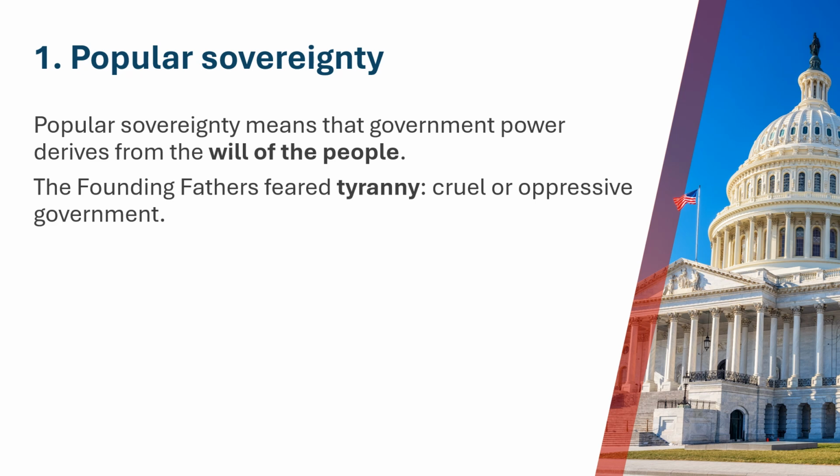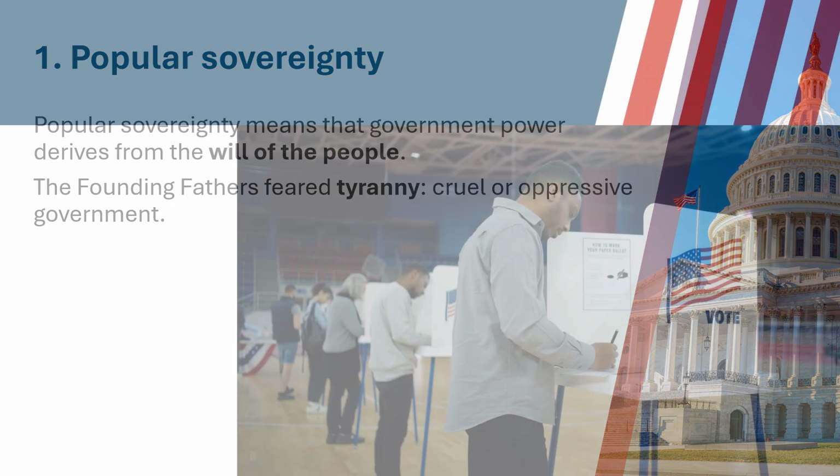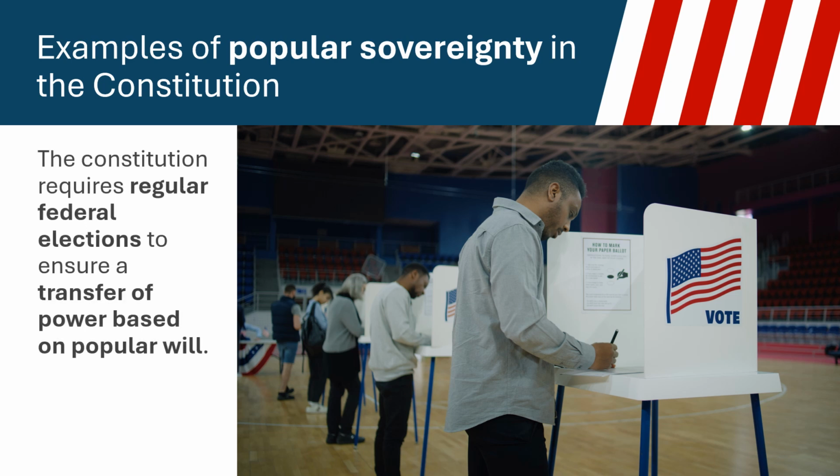Popular sovereignty means that government power derives from the will of the people, the consent of the governed, to use the words of the Declaration of Independence. The most obvious example of popular sovereignty in the Constitution is the requirement for regular federal elections, which ensure a transfer of power based on popular will.